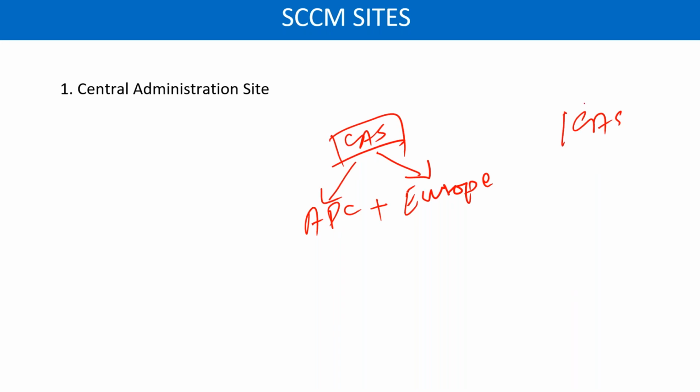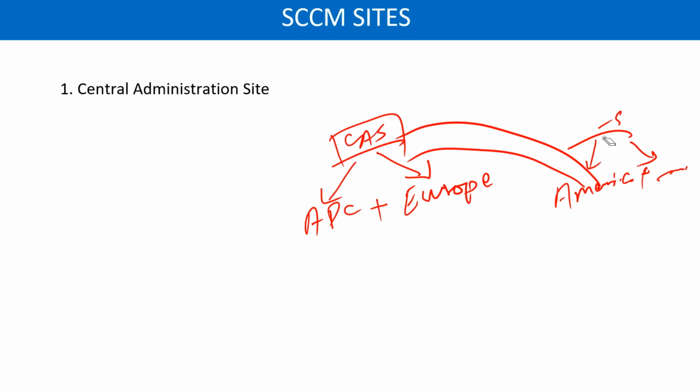Another CAS can manage the devices in the Americas, and let's say another region. But this is a very rare combination. If you have such a requirement, only then do we do it. Otherwise, all these should report to one instead of multiple.